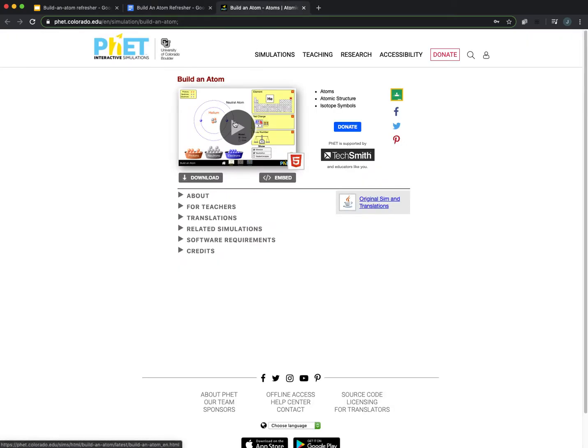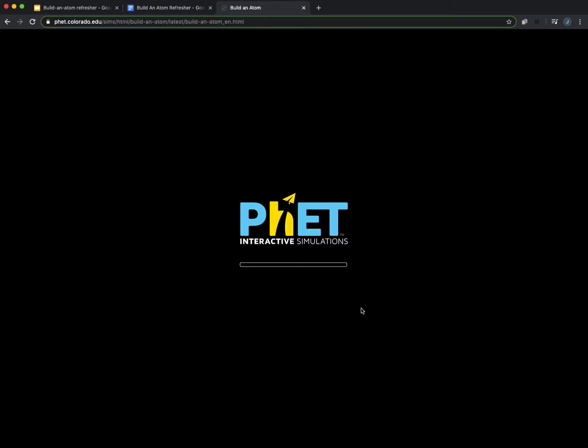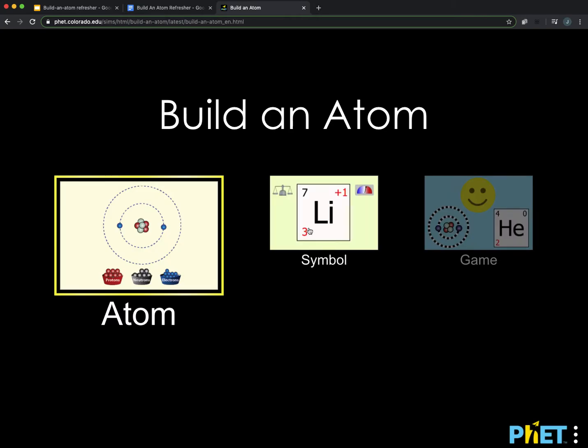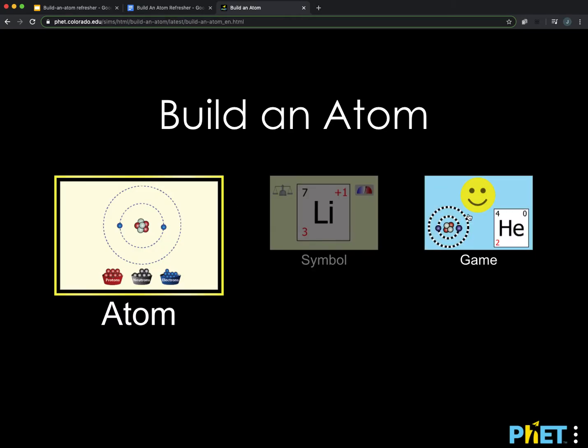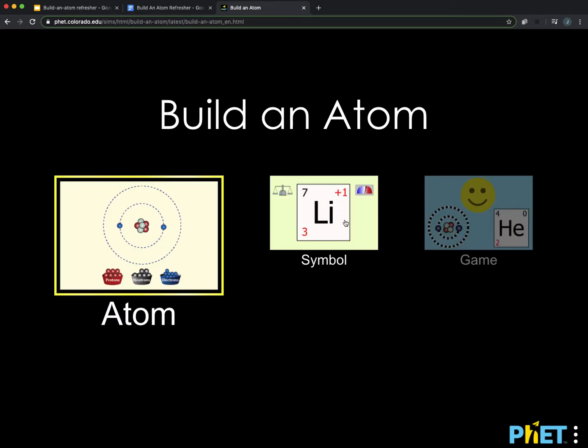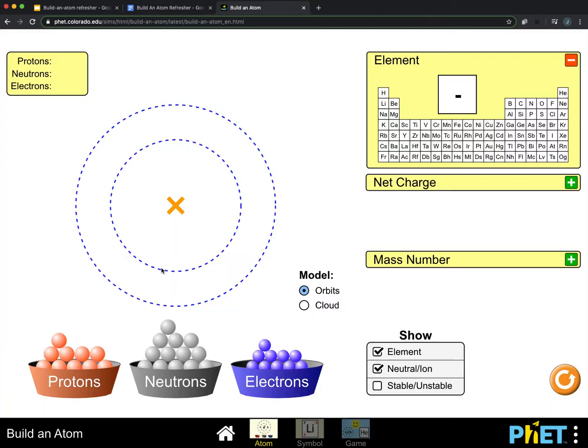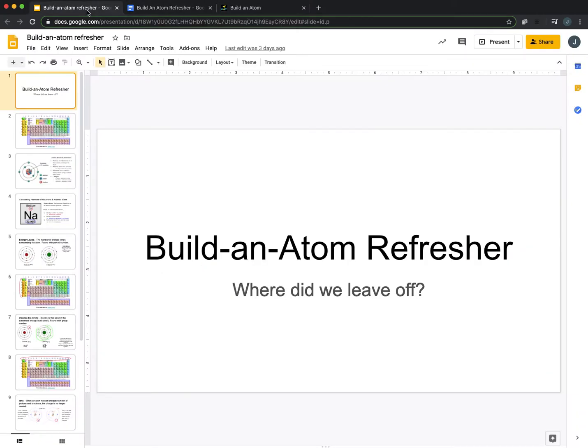So when you click play, you're going to get that simulation up again. And you can see there's a game where you can do some practice that goes over how to use those elemental symbols that you see on the periodic table, as well as that build an atom piece that you should be pretty familiar with. And we're going to go over all these basics.